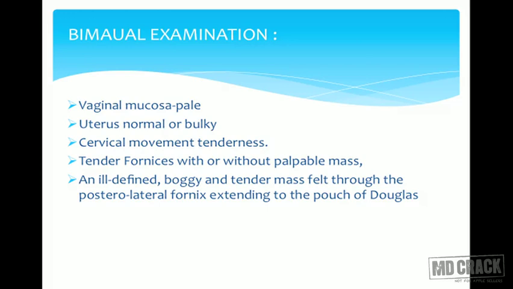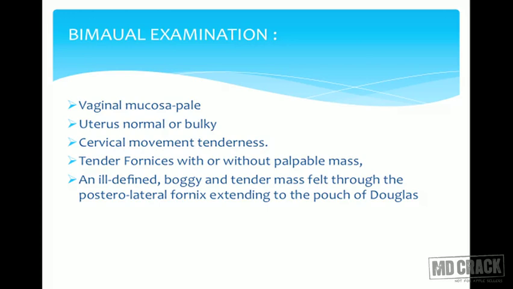Or if it's ruptured, you will feel an ill-defined, boggy and tender mass through the posterolateral fornix extended to the pouch of Douglas. This is typical of chronic ectopic, because now that ectopic has either ruptured or aborted, some hemorrhage has gone into the pouch of Douglas and settled there. And this is a pelvic hematocele which we are feeling on the examination.